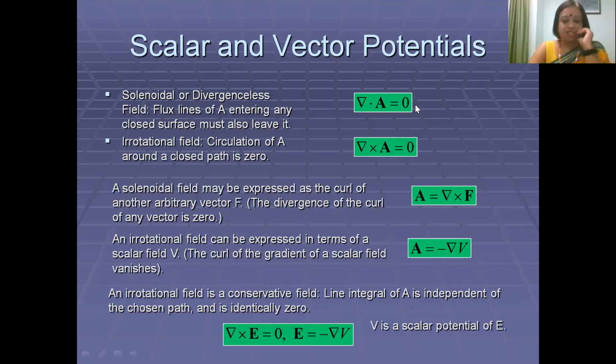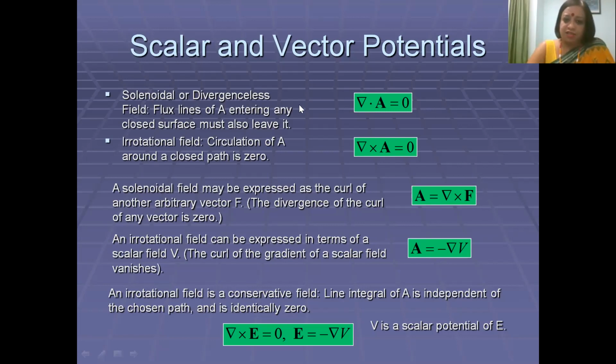Now, if you have a divergence-less field, by vector identity, you should be able to express that field A as the curl of a second arbitrary vector. So if divergence of A is equal to 0, it means that it is possible to express A as curl of F, where F is another arbitrary vector. Because why can I write this? Because the divergence of the curl of any vector is 0. That is why I can write this.